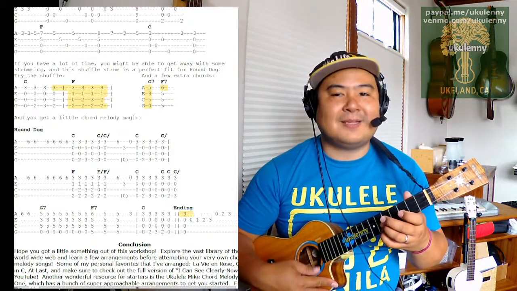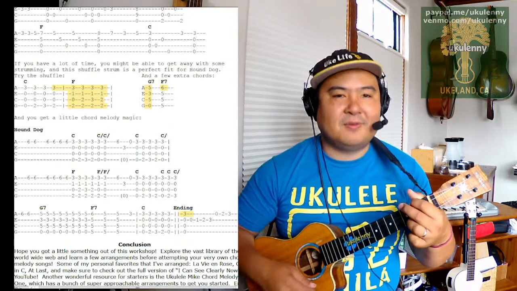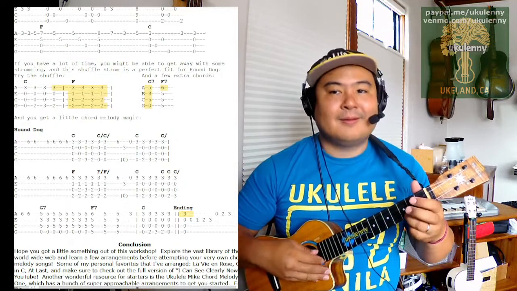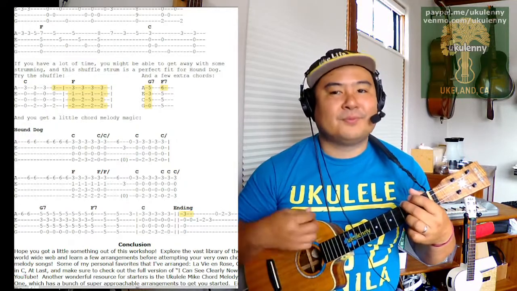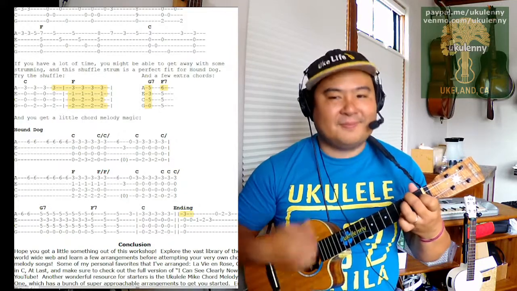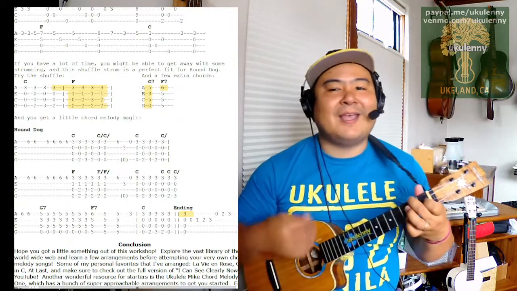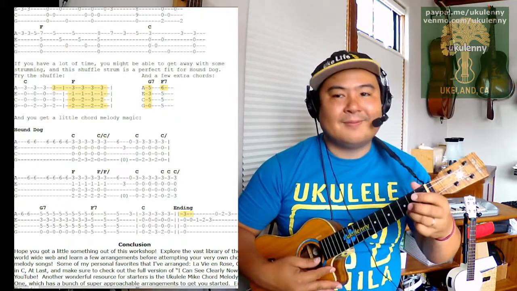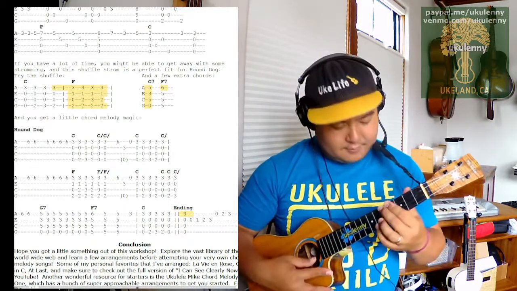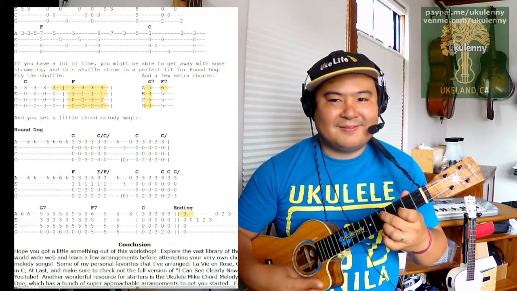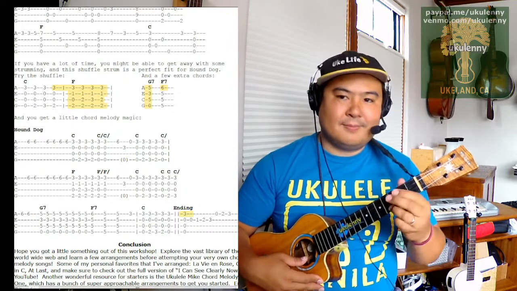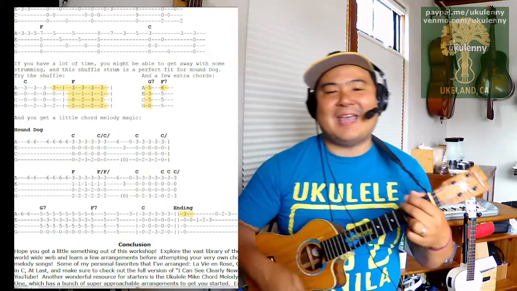6, 6, 6, 6, 6, 6, shuffle. And then hit, hit, hit, hit. Shuffle. Hit. Shuffle F. Hit, hit. And then here's big G7. F7. Yeah, try it again. 6, 6.